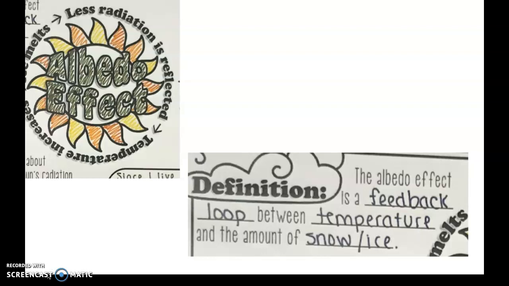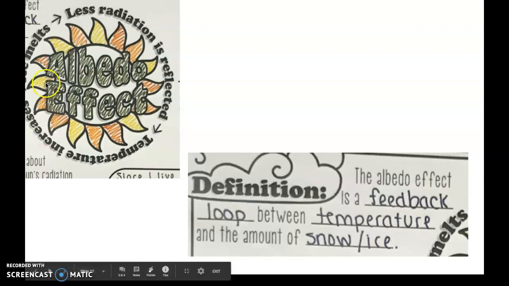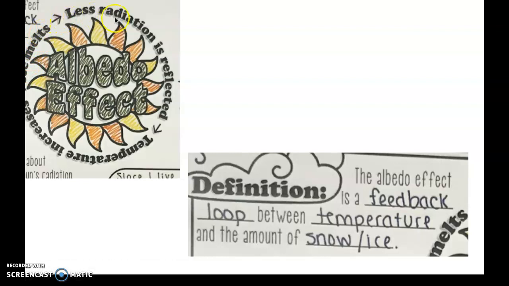But in short, if you look at my definition right here, the albedo effect is a feedback loop between temperature and the amount of snow and ice. So we've got the loop over here on the side. As ice melts, less radiation is reflected, meaning that temperatures increase. That, in short, is our albedo effect, our loop. And it's a loop or cyclic because it continues again and again. So we call it a positive feedback loop.